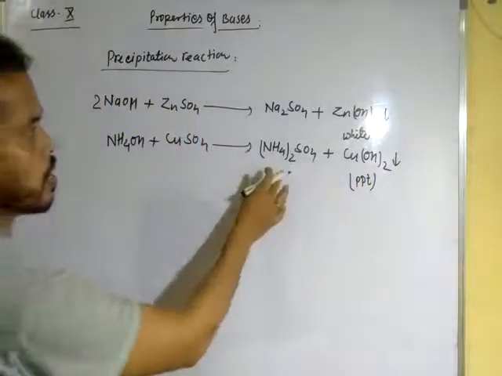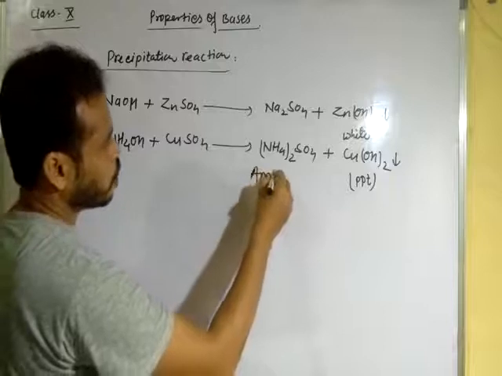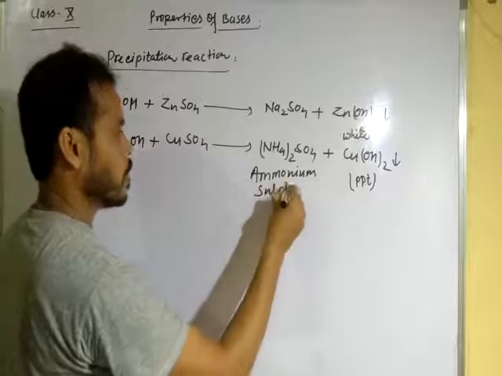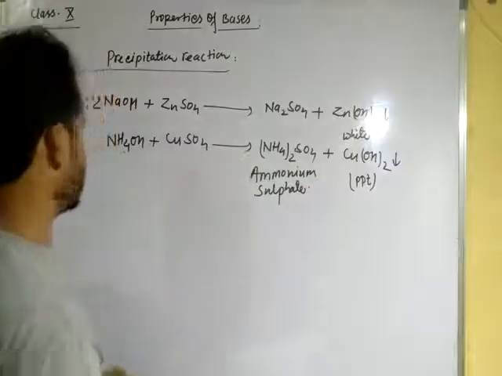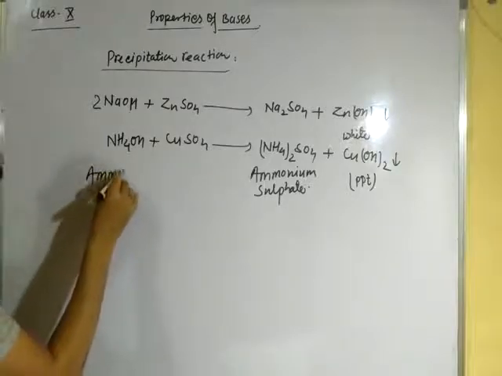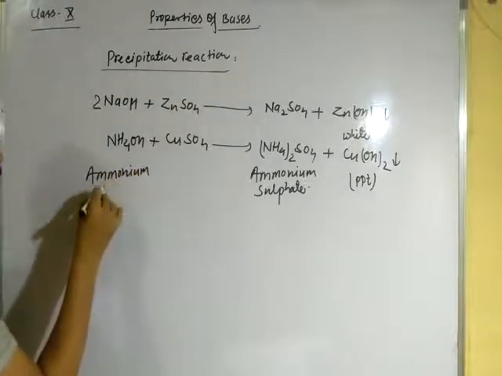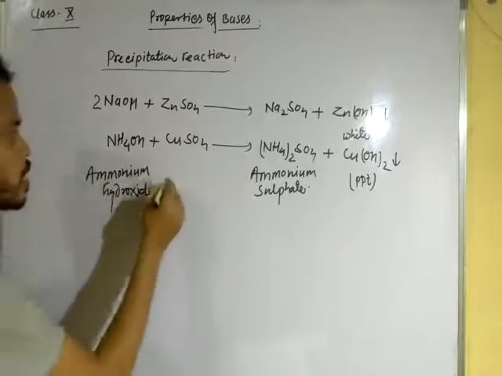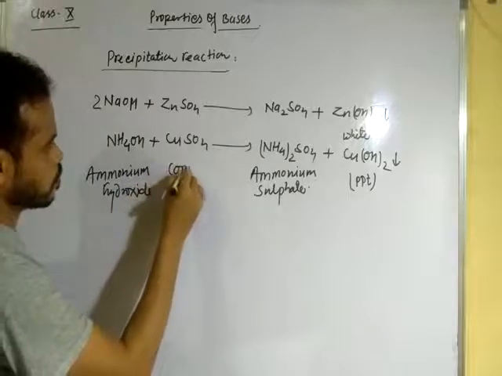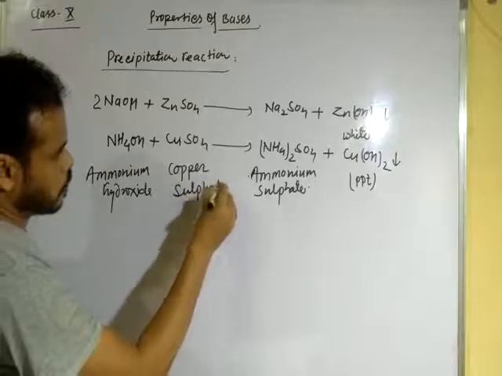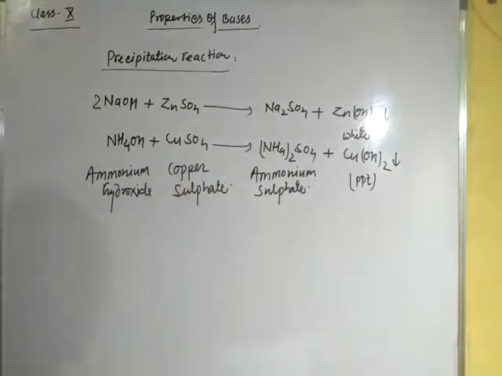Okay, dear student, this is ammonium sulfate. Ammonium hydroxide, this is known as ammonium hydroxide, and this is copper sulfate. Okay, dear student. Next one is we have action of heat.